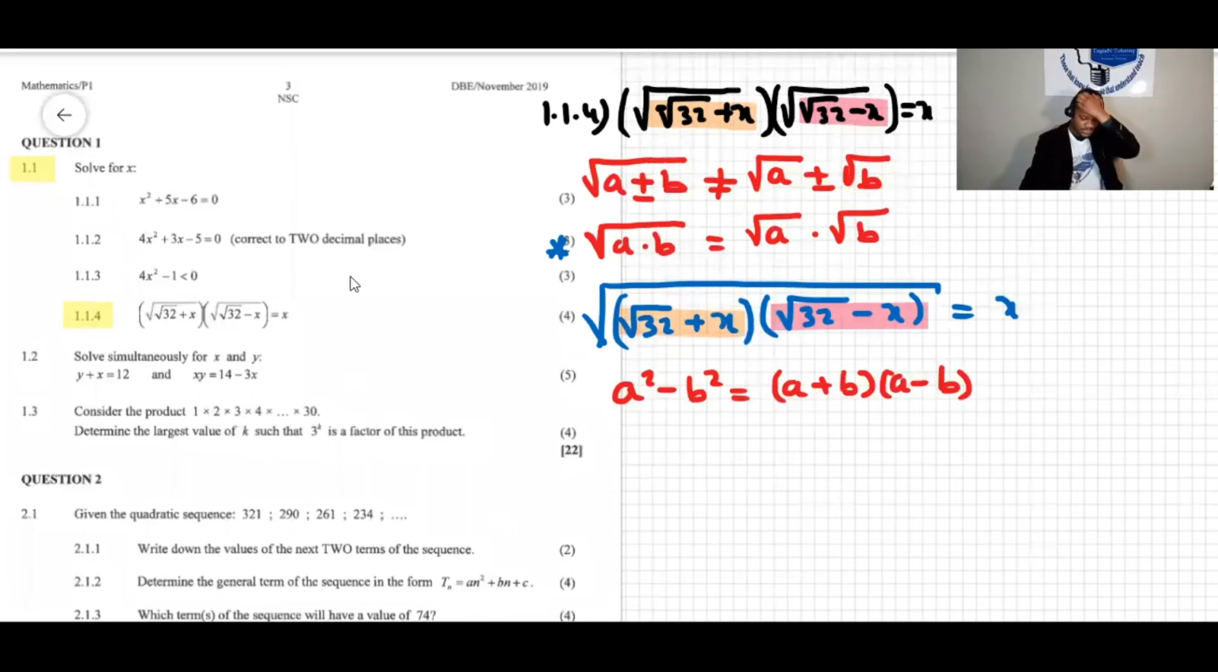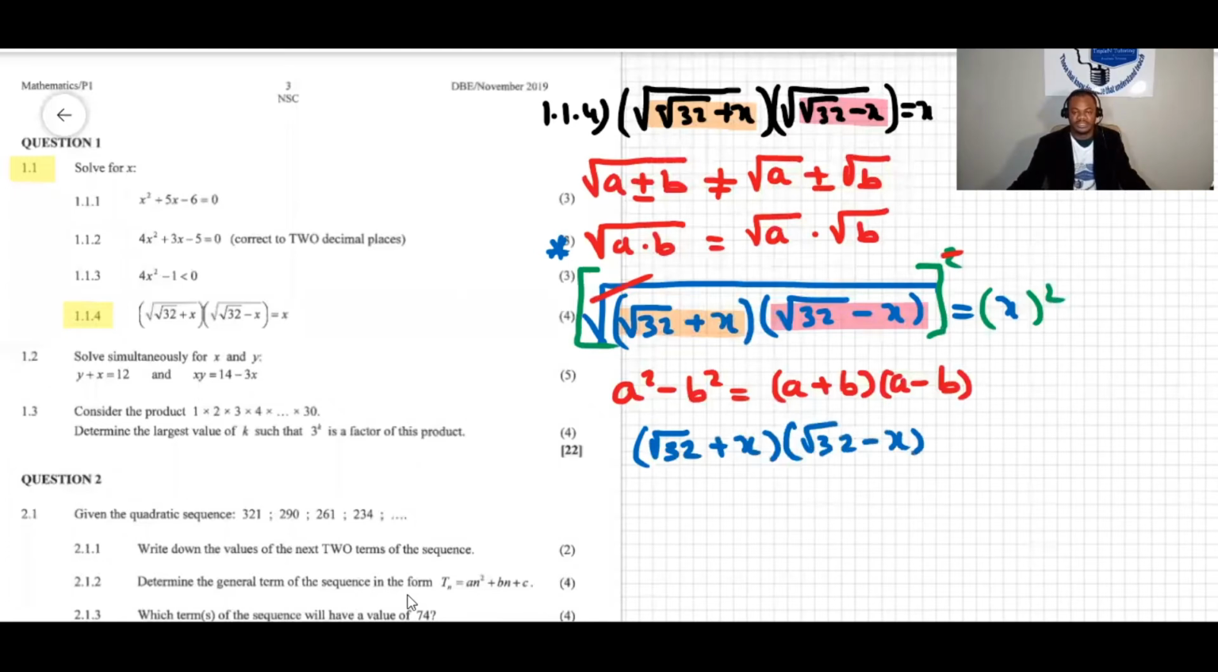Even before I do that, we can get rid of the square roots. If we raise both sides to the power of 2, because the power of 2 will cancel the square root, we are left with the contents, which is the square root of (32 plus x) times the square root of (32 minus x). All this is equal to x squared. Now we can apply this property over here, reducing it to a squared minus b squared.